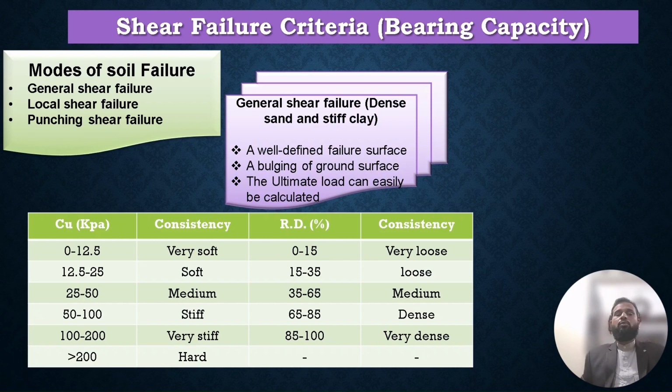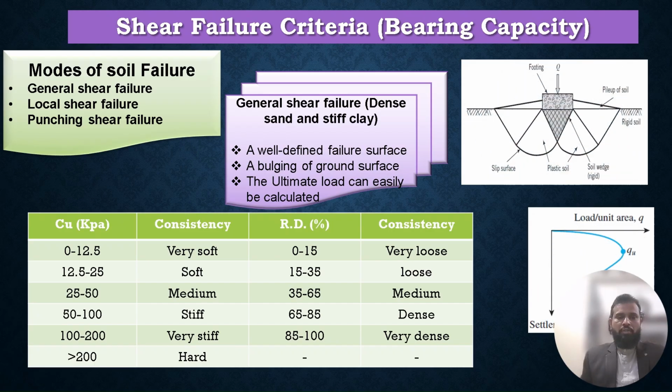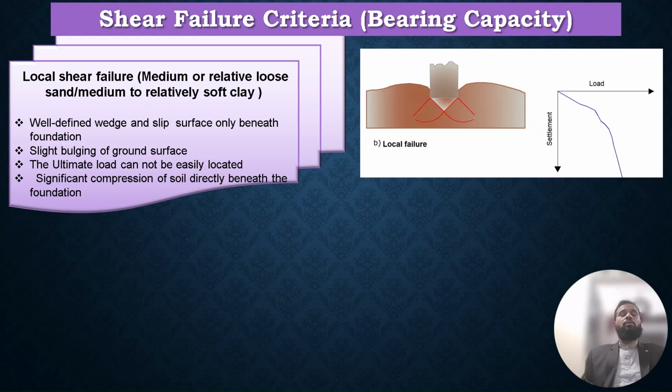General shear failure normally occurs in dense sand and stiff clays, in which we observe a well-defined failure surface and bulging of the ground surface, and the ultimate load can easily be calculated. Then we have another mode of failure, local shear failure, which normally occurs in medium or relatively loose sand or medium to relatively soft clay.